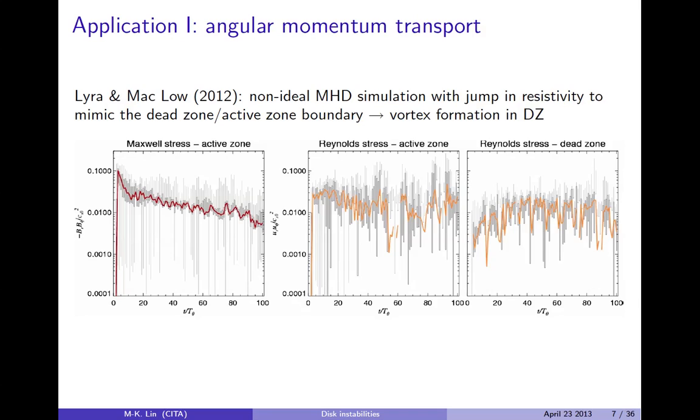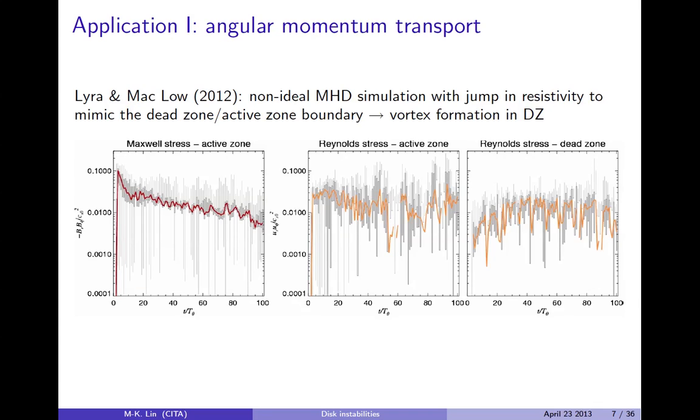What he found was that on the dead side of this transition region, he finds vortex formation. And when he measured the accretion rate in terms of the non-dimensional alpha parameter, he finds an alpha parameter of about 0.01 in the dead zone, and it's actually about the same value in the active zone as well. So this vortex instability can provide angular momentum transport such that you can have accretion across this apparently dead zone boundary.